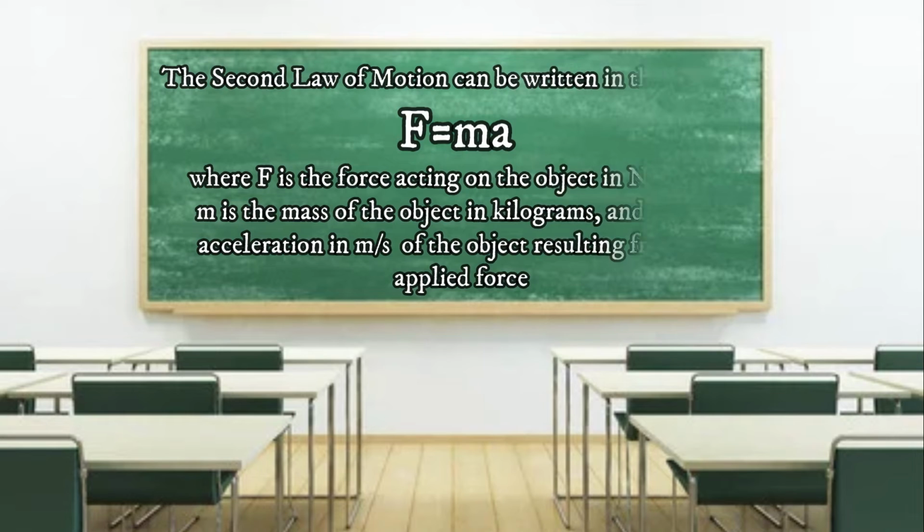We've described the second law in terms of its observable effects, but how do you translate it into numbers? Mathematics, after all, is the language of physics. The second law of motion can be written in the formula F equals m times a, where F is the force acting on the object in newtons, m is the mass of the object in kilograms, and a is the acceleration of the object in meters per second squared resulting from the applied force.